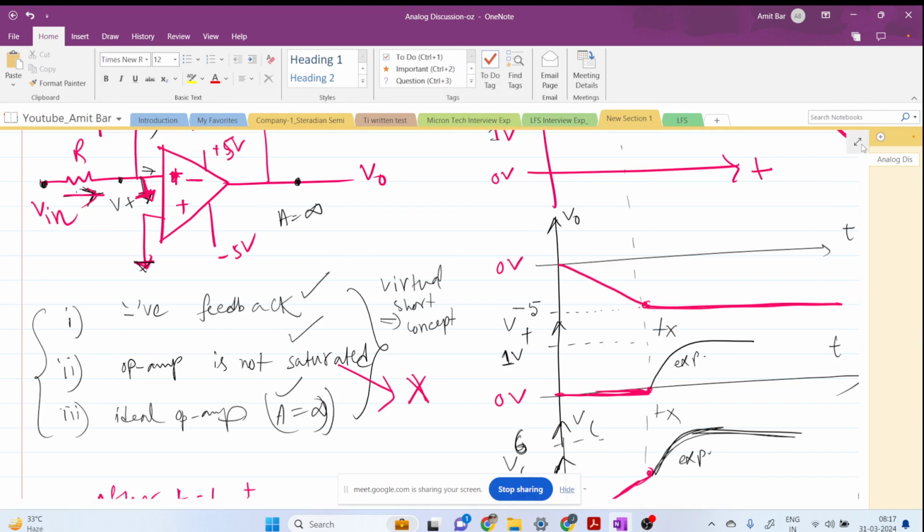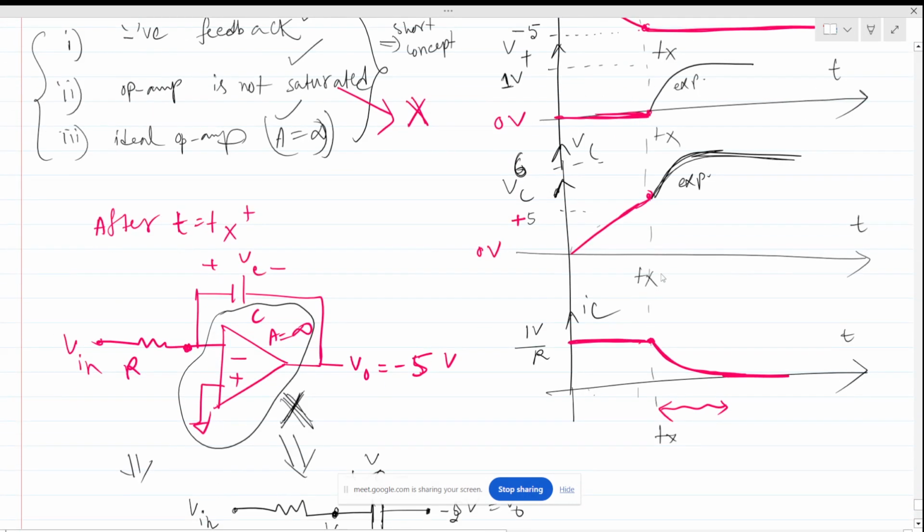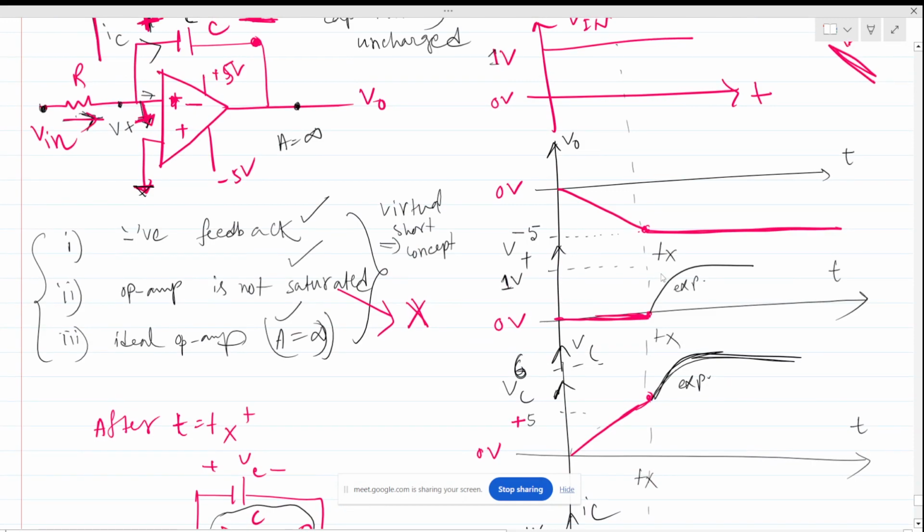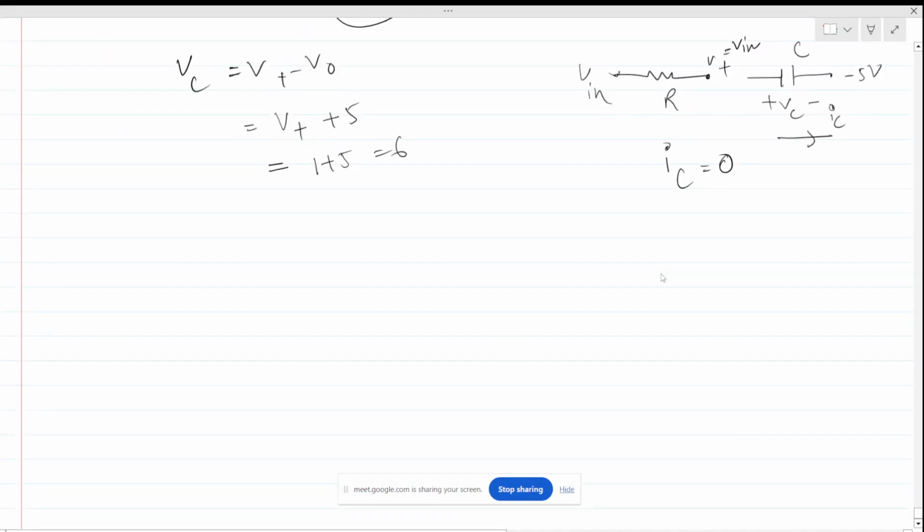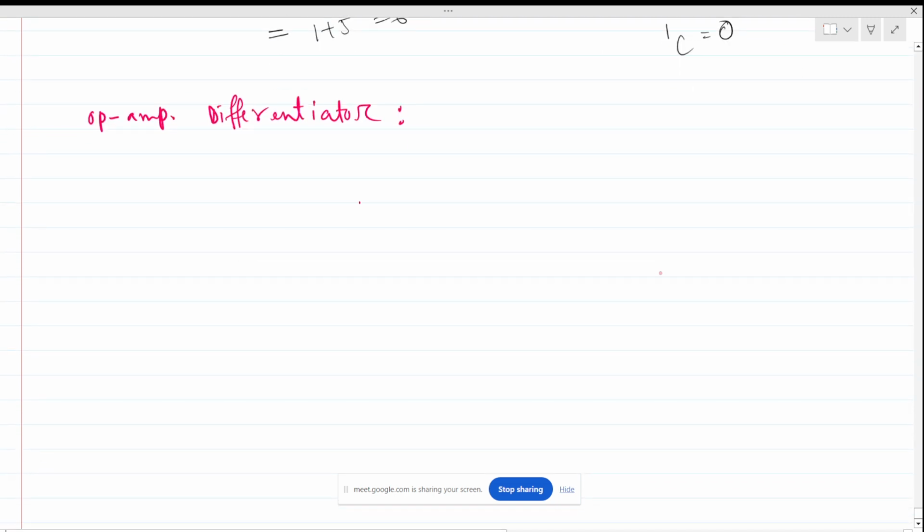So okay, let me introduce the op-amp differentiator circuit. Actually we are doing all the ideal differentiator, ideal integrator. Now what will be the block diagram of an ideal differentiator?